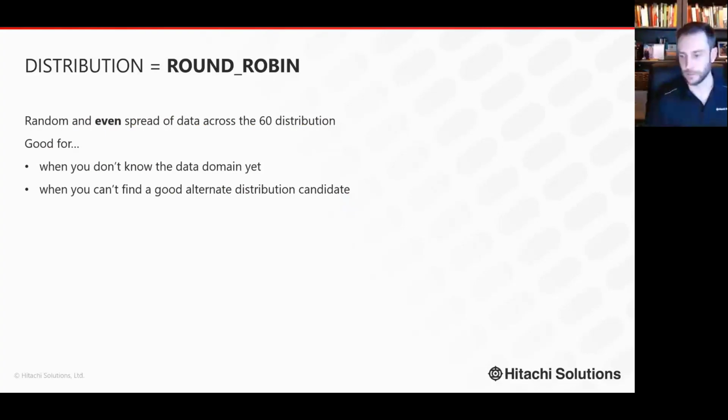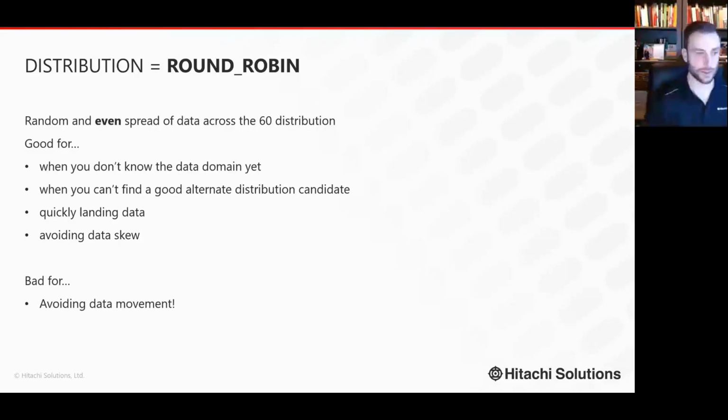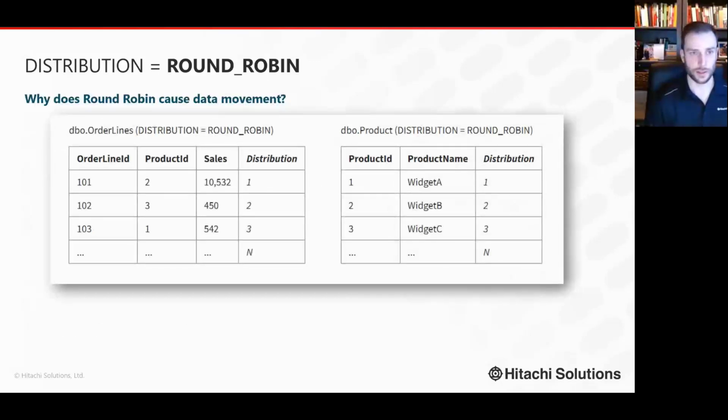It's also used when you can't find a good alternate distribution candidate. Some tables may not have primary keys that have high cardinality. We'll talk later about why that's important for other distribution types. Round robin is good for quickly landing data and avoiding data skew because it's completely even and random, so all 60 distributions are guaranteed to have nearly the exact same number of rows. However, it's really bad for avoiding data movement. Any query that is not a simple select from an individual round-robin table will have data movement if you are joining against a round-robin table. It's also bad for fast upserts into a staging table, simply because data needs to be shuffled around in order to find matches.